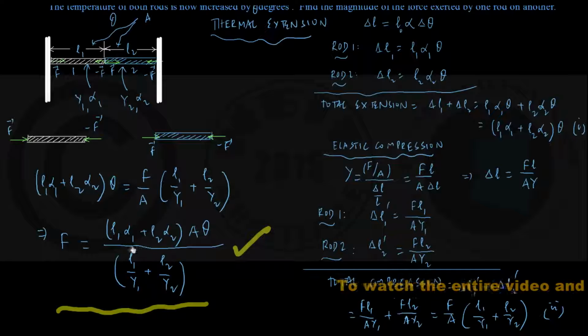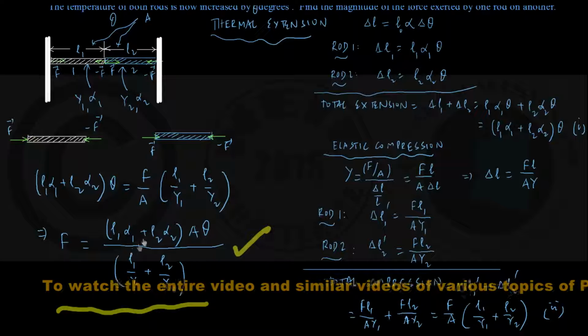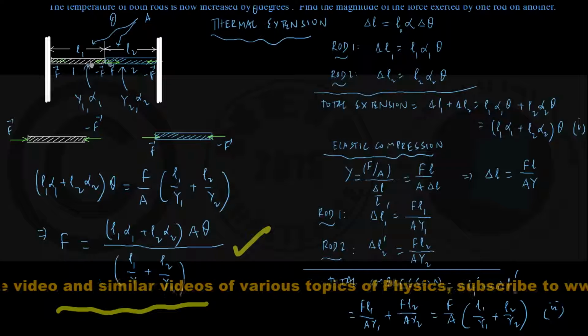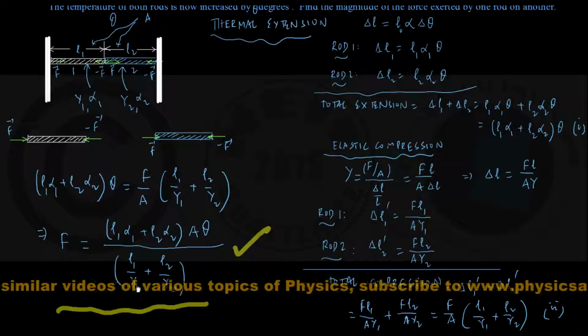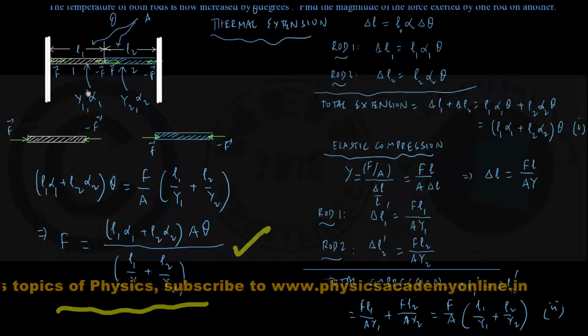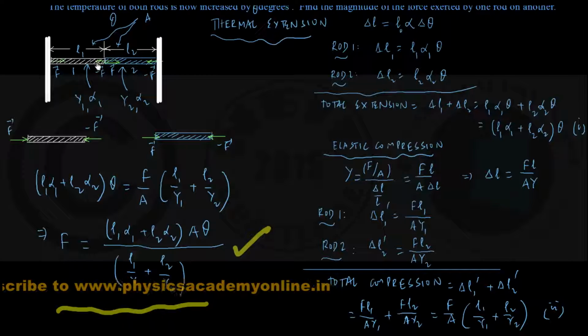Let me quickly remember the different symbols here. L1 and L2 are the original lengths of the two rods. Alpha 1, alpha 2 are the expansion coefficients of the two rods. Y1 and Y2 are the Young's moduli of the two rods. Capital A is the common cross-sectional area of either rod, and theta is the temperature rise of this composite rod. This is the answer of this question.